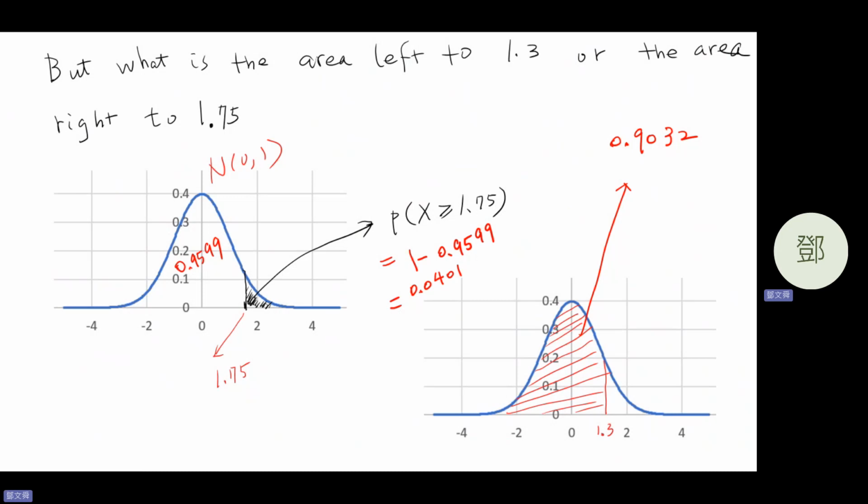So what is the big deal about normal distribution? If there is no normal distribution, can I use your textbook?